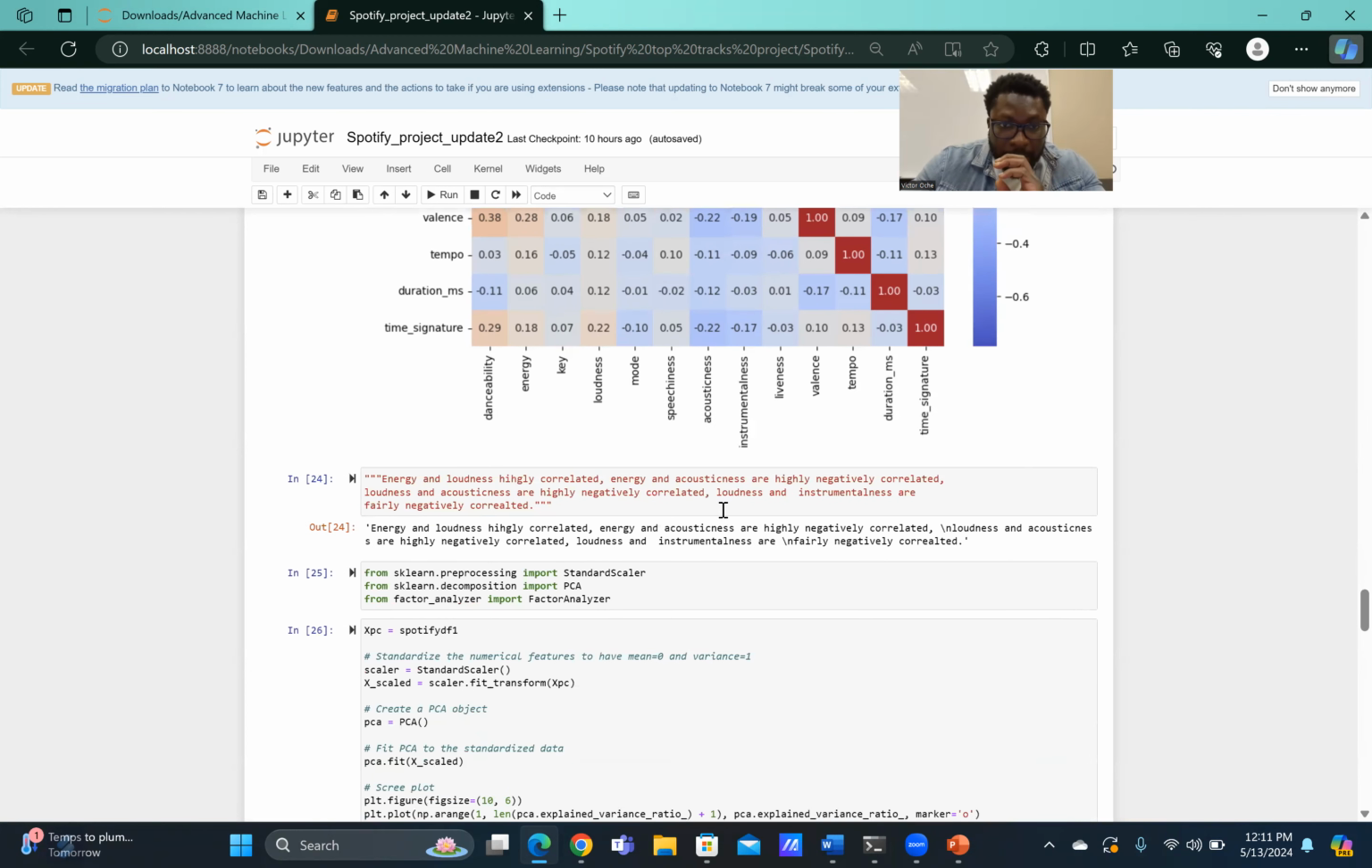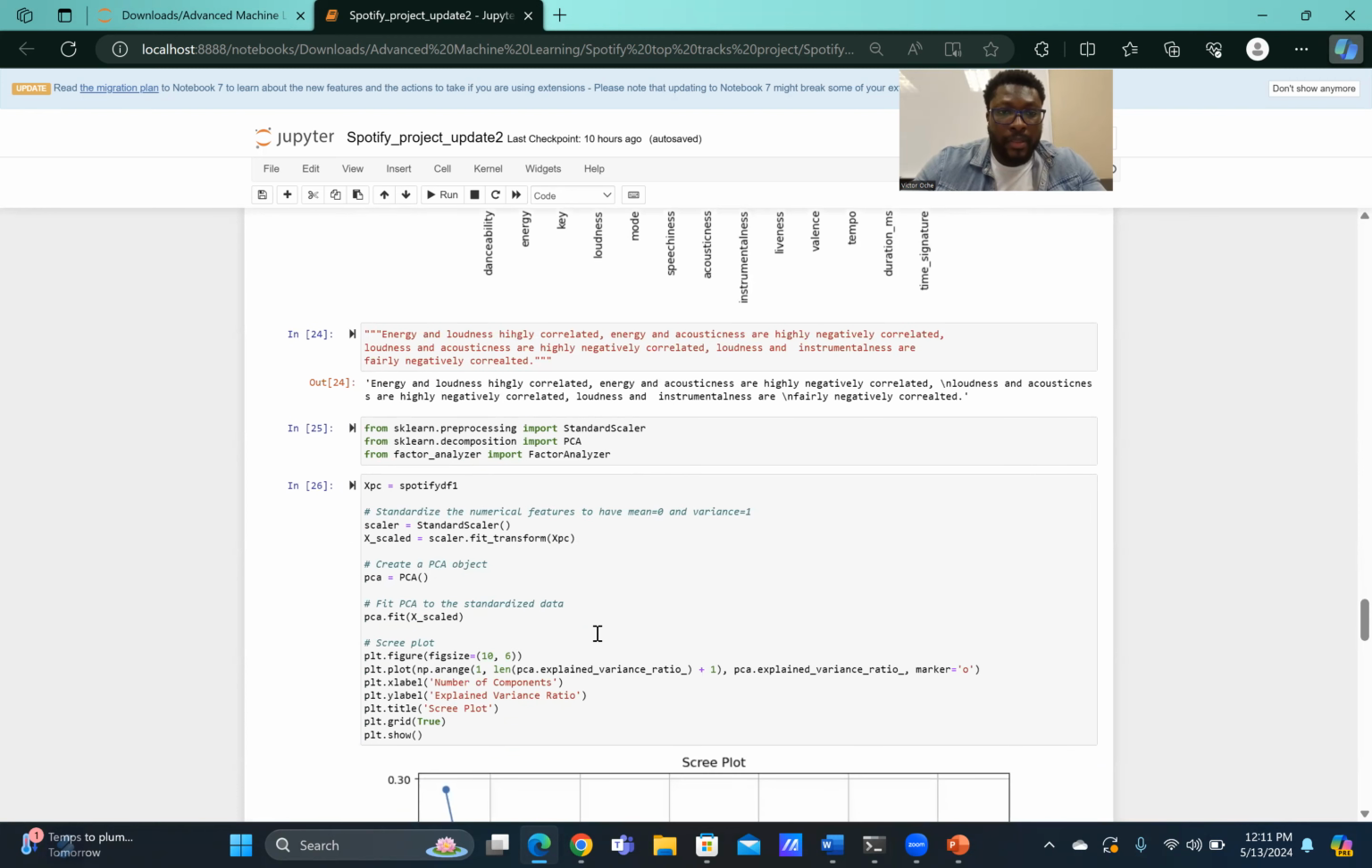With that being said, we go straight to the factor analysis. So this is what I said about importing the libraries. I imported preprocessing StandardScaler from scikit-learn, and imported PCA from decomposition in scikit-learn. I've already installed factor analyzer, but if I hadn't installed it, I'd have to install it.